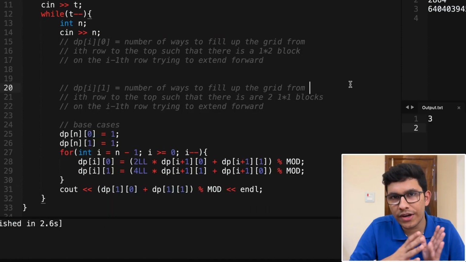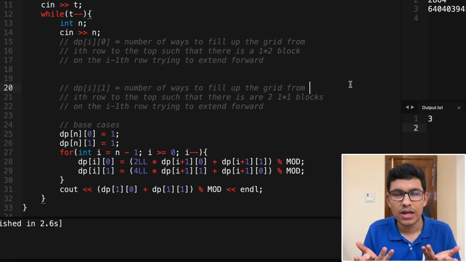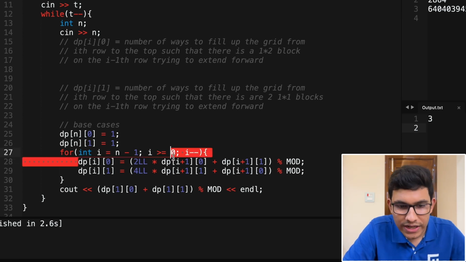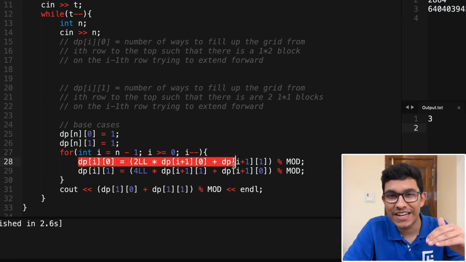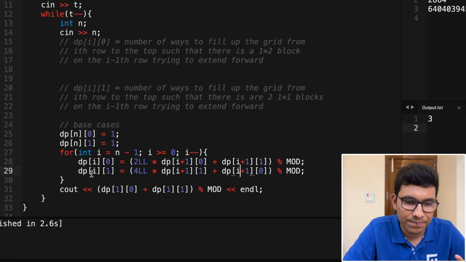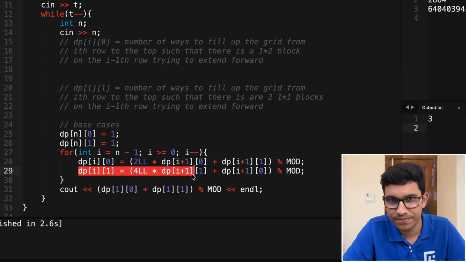All right, so then what do we do? We just find out the answer for every single DP of I comma 0 and I comma 1. How do we do that? We have the transition equation. DP of I comma 0 is nothing but 2 times DP of I plus 1 comma 0 and 1 times DP of I plus 1 comma 1. We take the mod because that is required in the problem statement. And similarly, we do it for I comma 1, right? This transition equation we've already seen, correct?